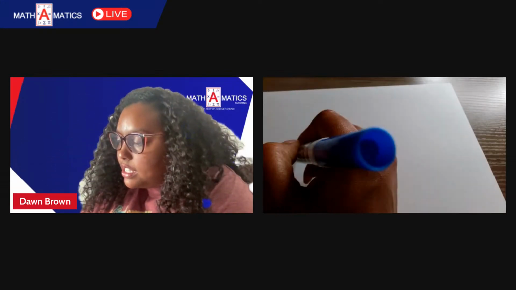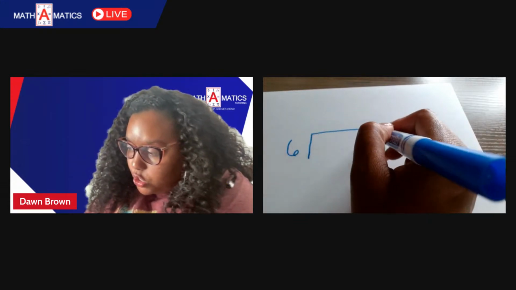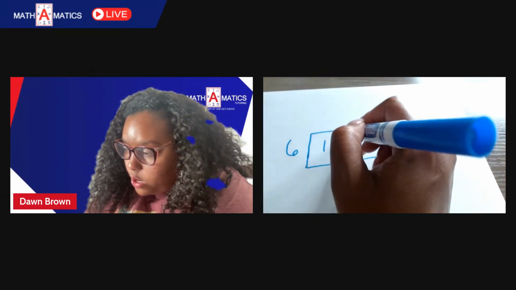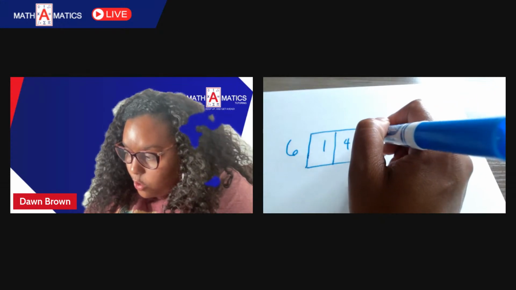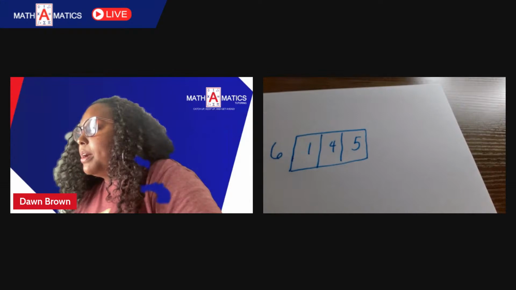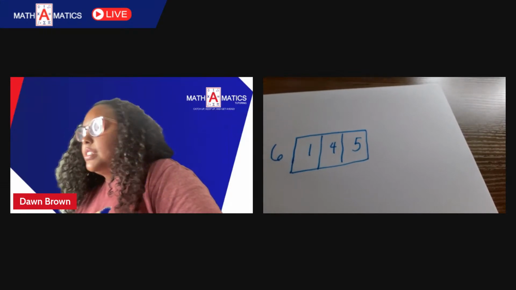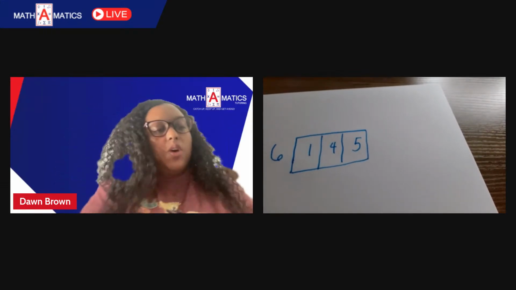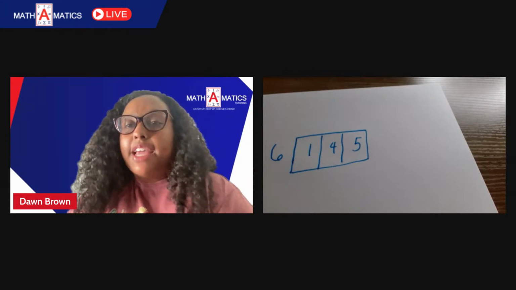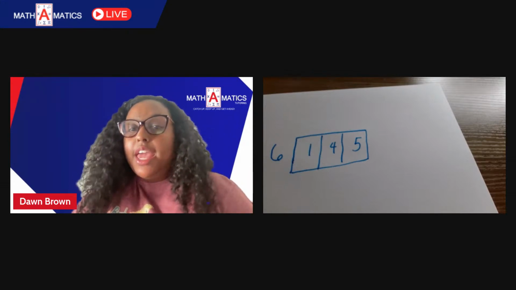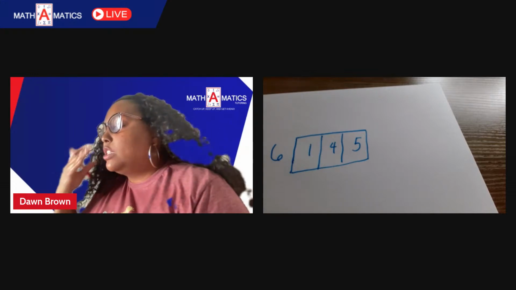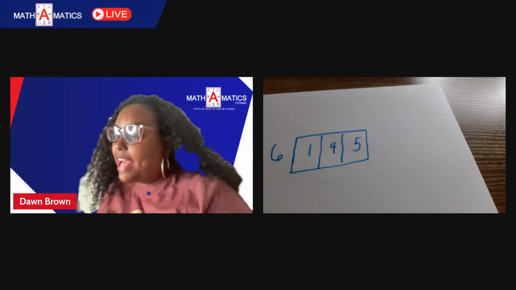So if we do 6 and you want to do 1, 4, 5, and hopefully everybody can kind of see that. Alrighty, so let's go over our steps. You do the same steps that you do for long division, except instead of bringing down, we are going to bring up. It's exactly the same.